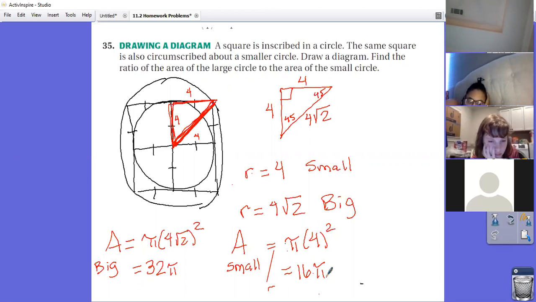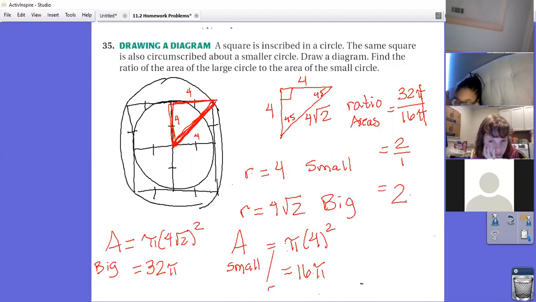So if I want to do the ratio of the larger circle to the smaller one, I put the area of the larger one as my numerator, and the area of the smaller one as my denominator. Pi's cancel, and 32 over 16 is 2 to 1. So the ratio of the areas is 2 to 1. And it would have worked out the same way regardless of the numbers that you chose for the radius of the small. It would have ended up the exact same way. So that one was kind of complex, but kind of cool though.